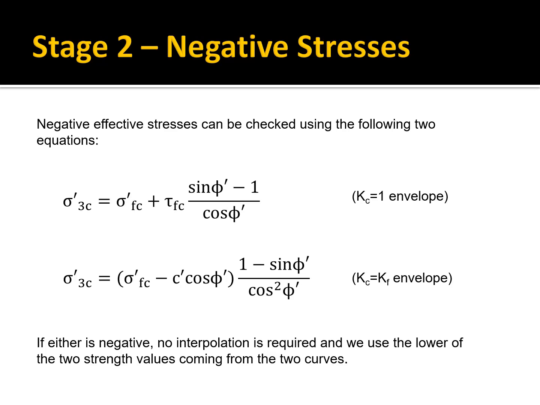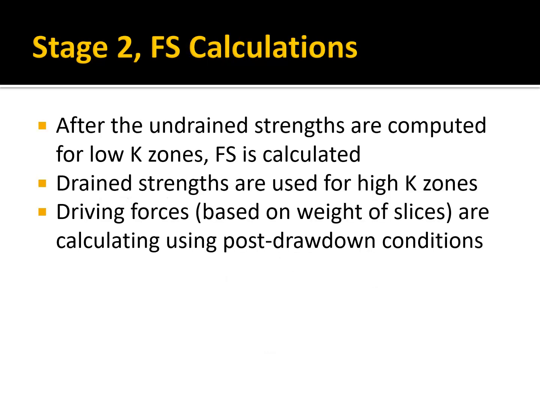For the Kc equals 1 envelope, we calculate sigma prime 3 this way. For the Kc equals Kf envelope, we calculate it this way. If either one of these is negative, no interpolation is required, and we simply use the lower of the two strengths coming from the two curves. Okay, so that gives us our shear strength on the failure plane. And again, it's a function of the effective normal stress on the failure plane from stage 1. That gives us the shear strength we're going to use for stage 2.